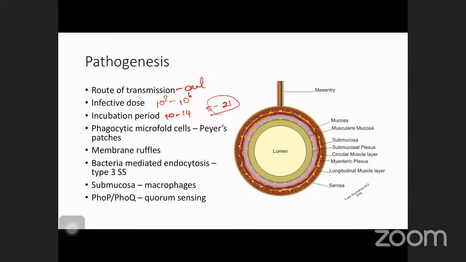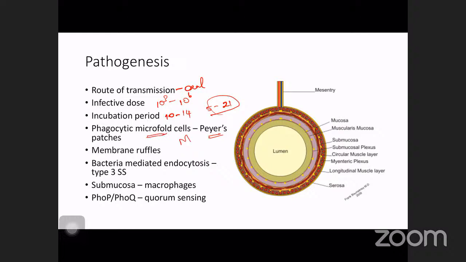to overcome the gastric acidity, and after that it will reach the duodenum and finally the ileum. So that is the small intestine. Here you have the Peyer's patches. These Peyer's patches are lymphoid follicles, and they have cells called M cells, or microfold cells, the phagocytic microfold cells.